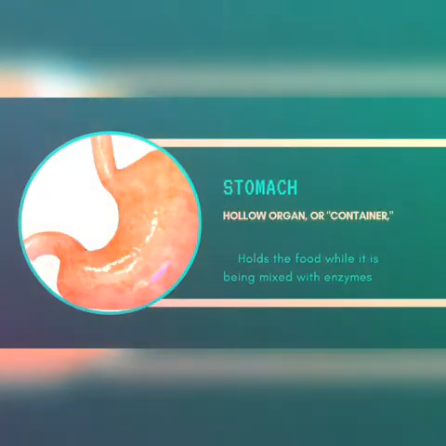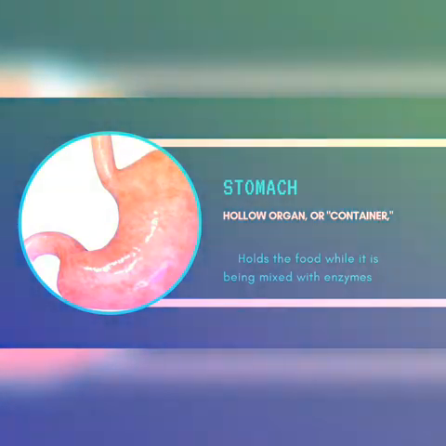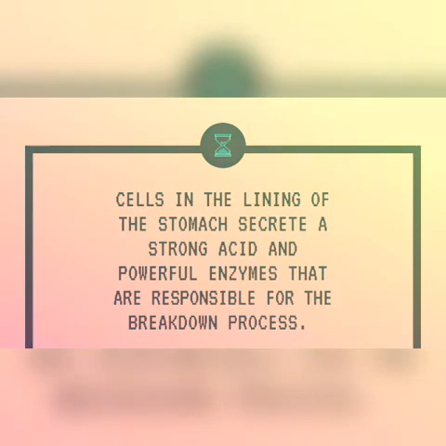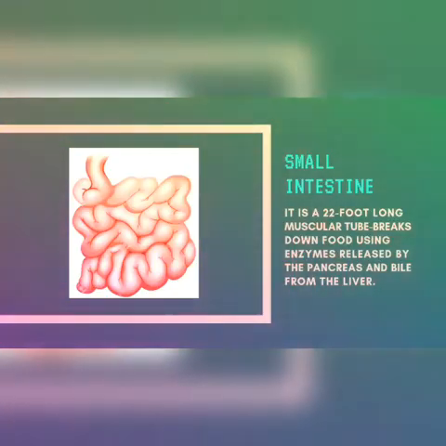So the stomach is a hollow organ, or container, that holds food while it is being mixed with enzymes that continue the process of breaking down food into a usable form. Cells in the lining of the stomach secrete a strong acid and powerful enzymes that are responsible for the breakdown process. When the contents of the stomach are sufficiently processed, they are released into the small intestine.